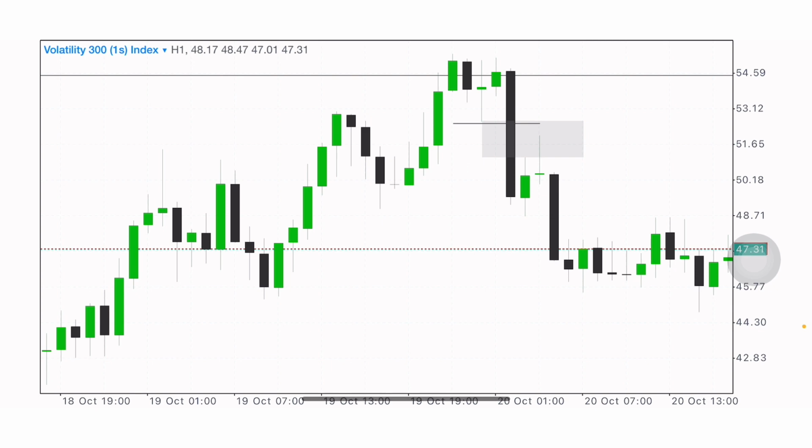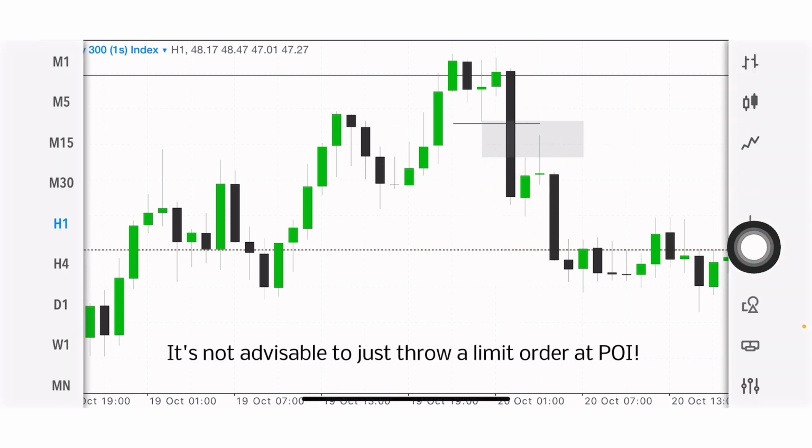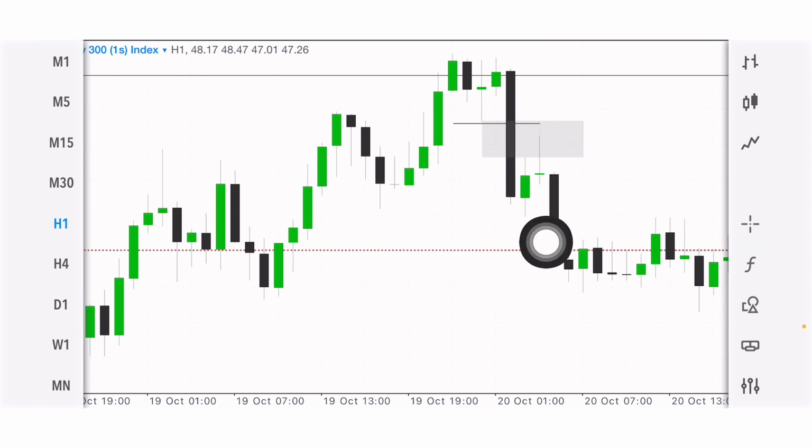Now, once price trades to your point of interest, what do you do? If you have a fair value gap this way, what do you do? You don't just place a sell limit order and start selling. Rather, you drop into your lower time frame and look for similar signature again.